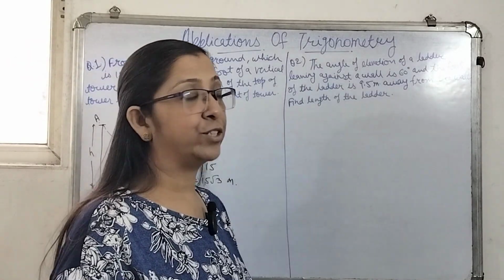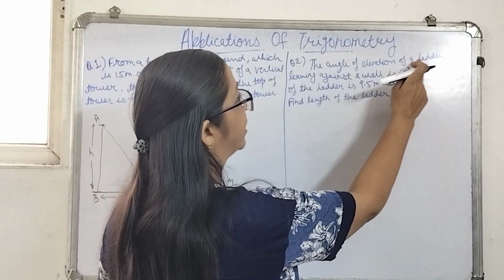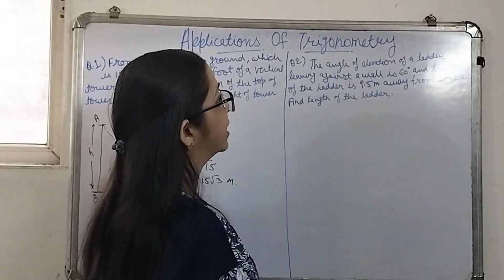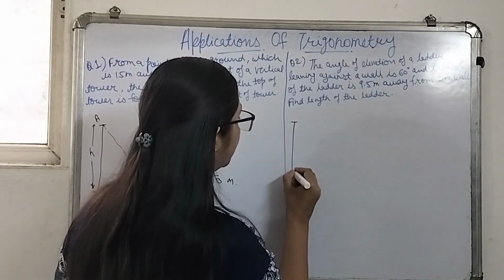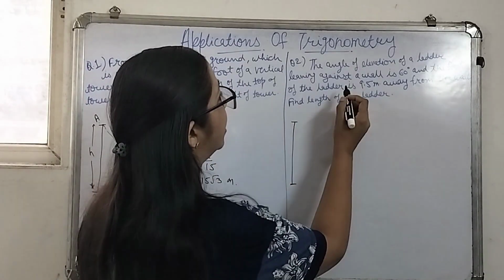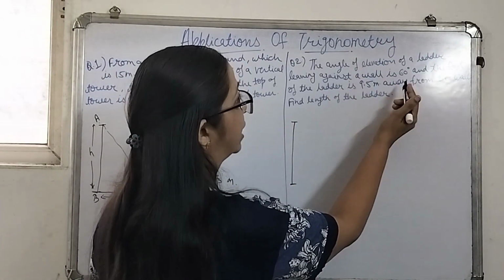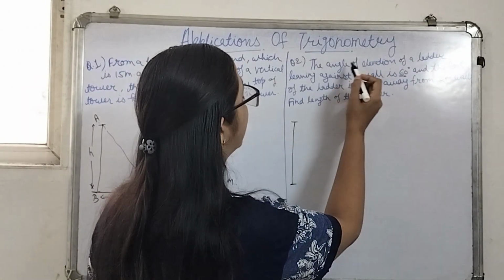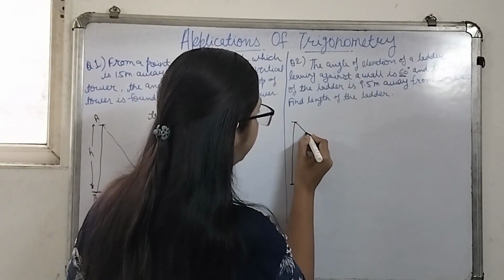Now let's see another question. The angle of elevation of a ladder leaning against a wall. So here, suppose this is the wall, is 60 degrees. The angle of elevation is given to us as 60 degrees. A ladder is there. So suppose this is the ladder.